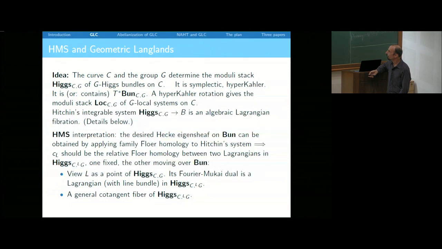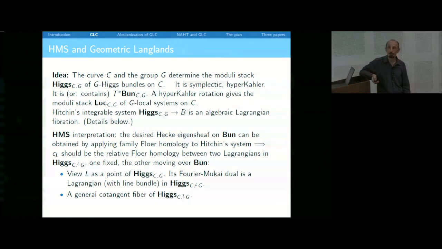So view your input L as a point of Higgs. A priori, it's a point of Loc. You do a hyperkähler rotation, you identify Loc as Higgs. So think of it as a Higgs bundle. Its Fourier-Mukai dual is going to be not a point, but a Lagrangian subspace, and not in Higgs G, but in Higgs G^L. So these two spaces are going to be sort of dual to each other. Again, I'll explain that in more detail in a few minutes.